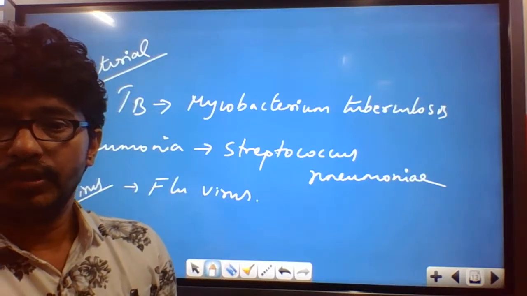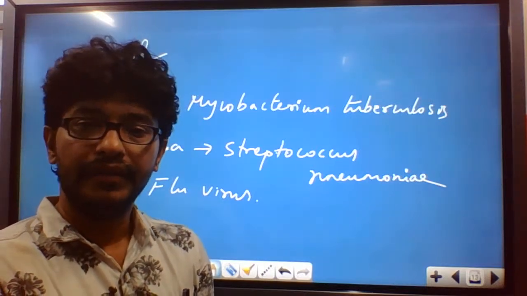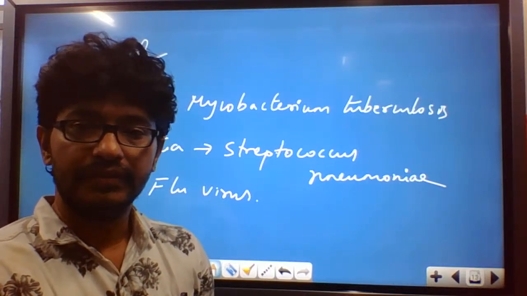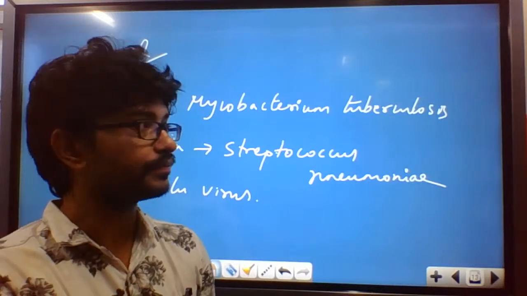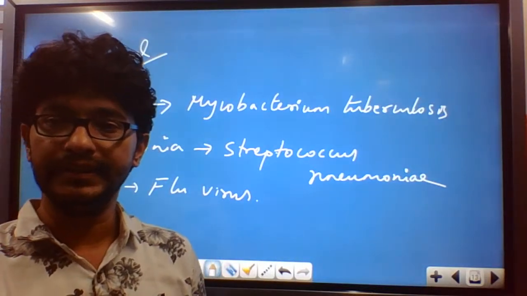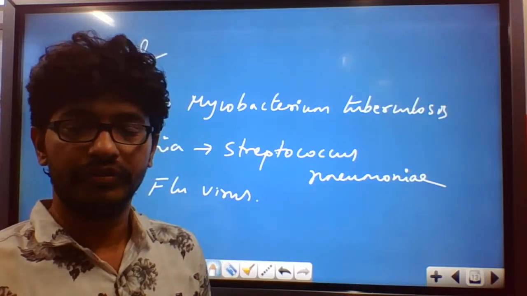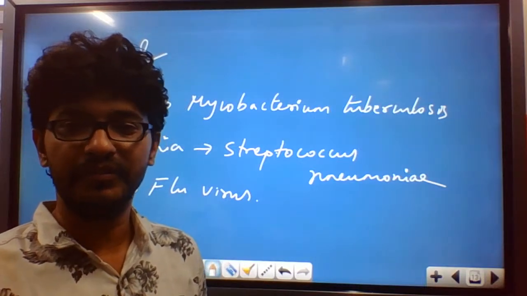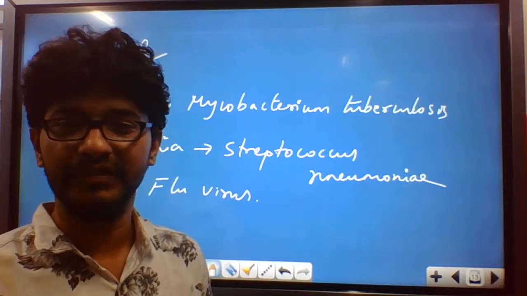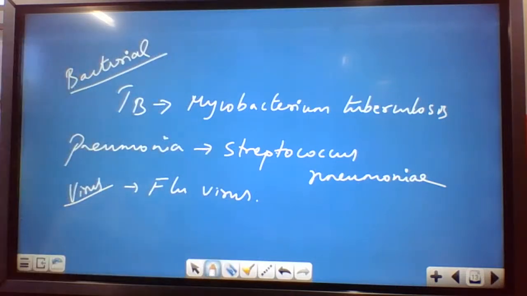So we are discussing the last part of the respiratory system, that is the disorders. We're talking about the bacterial and the viral diseases. We're nearing the end of this chapter, and within a couple of minutes we're going to complete it as well. All right, so we're talking about TB, the bacterial disease.